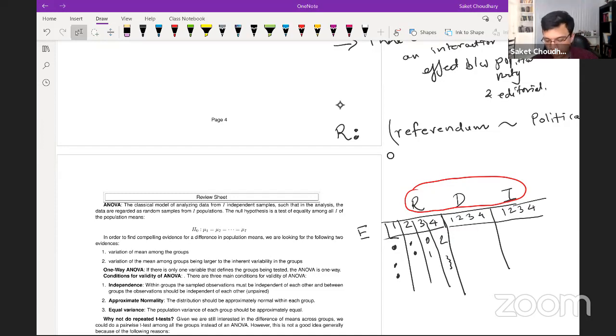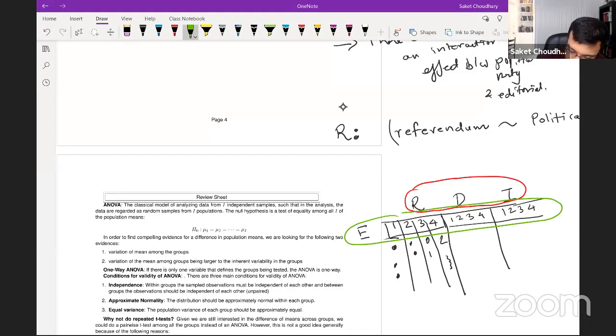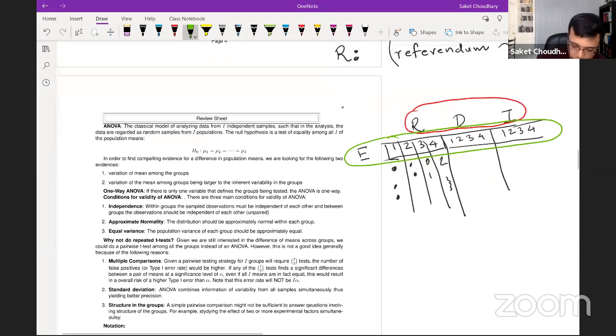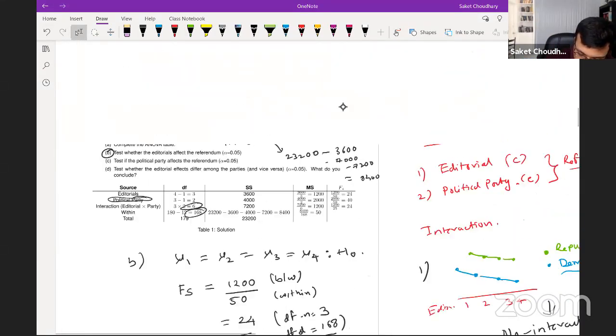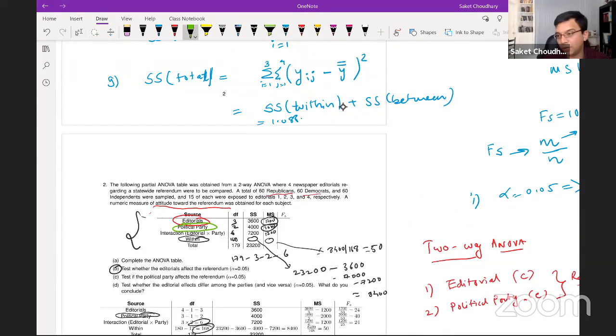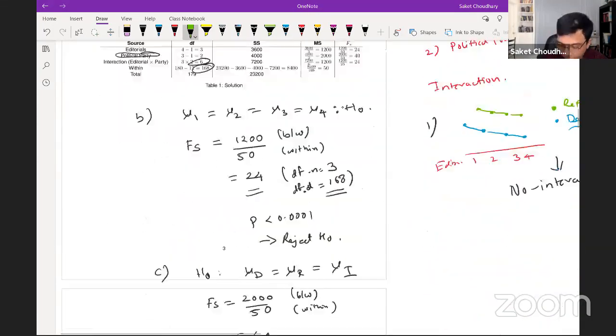Next, you are also given this information. So there's another level of categories within this category, and this is the editorial level. So we are asking, is the difference that you're seeing in the referendum because of the difference in the editorials that these values are coming from? And this is your second column. So the degrees of freedom between these two are different. Why is it different?